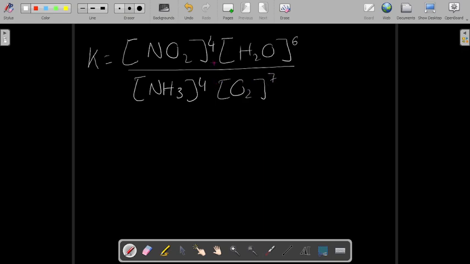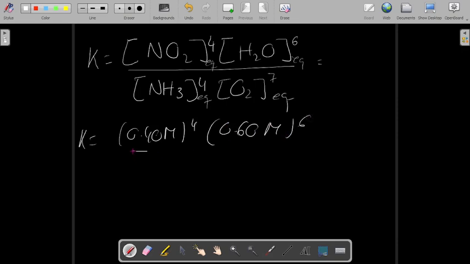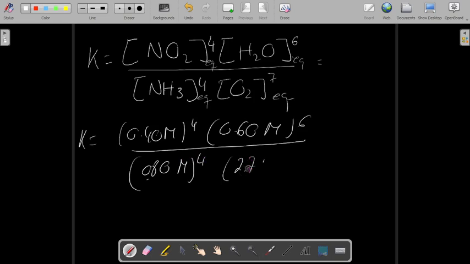Everybody participated here. And you need concentrations at equilibrium. Equilibrium is the key word here. So disregard any information that's not about equilibrium concentrations. Let's put the numbers in. Okay, equals 0.40 molarity to the 4 times 0.60 molarity to the 6 divided by 0.80 molarity to the 4 and 2.7 molarity to the 7. So put all the numbers in the calculator with all the exponents and you get this value, 2.8.